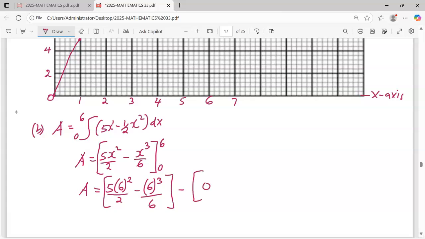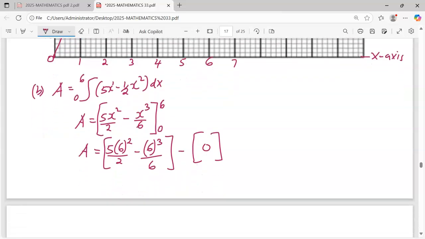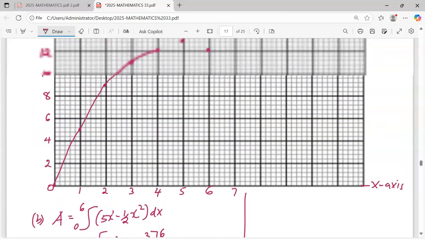because if you substitute the value of x, which is minimum, this one is going to give us 5 times 6 squared divided by 2, you get 90, minus 6 power 3, that is 216, divided by 6 will give us 36, and the area will be equal to 54 square units. We move to the next part of the question.